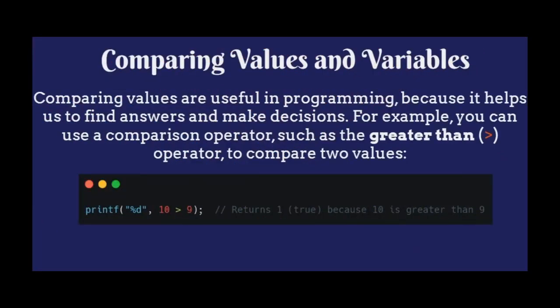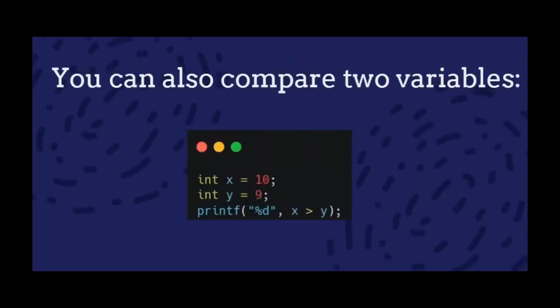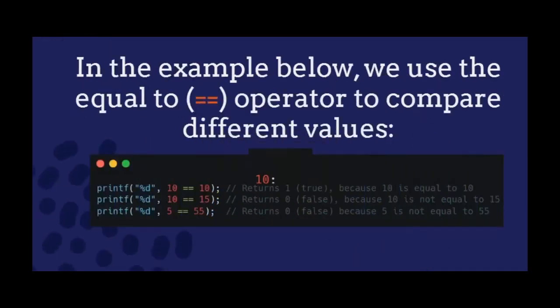Comparing values and variables. Comparing values is useful in programming, because it helps us to find answers and make decisions. For example, you can use a comparison operator, such as the greater than operator, to compare two values. You can also compare two variables. In the example below, we use the equal to operator to compare different values.